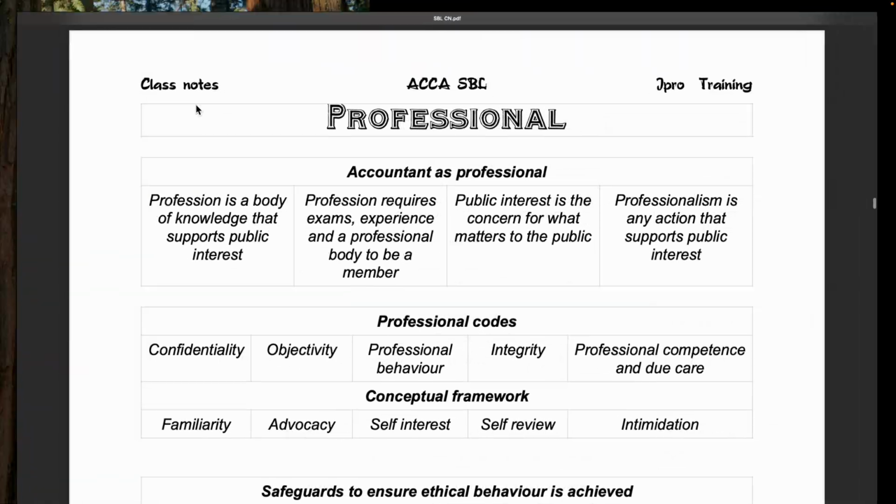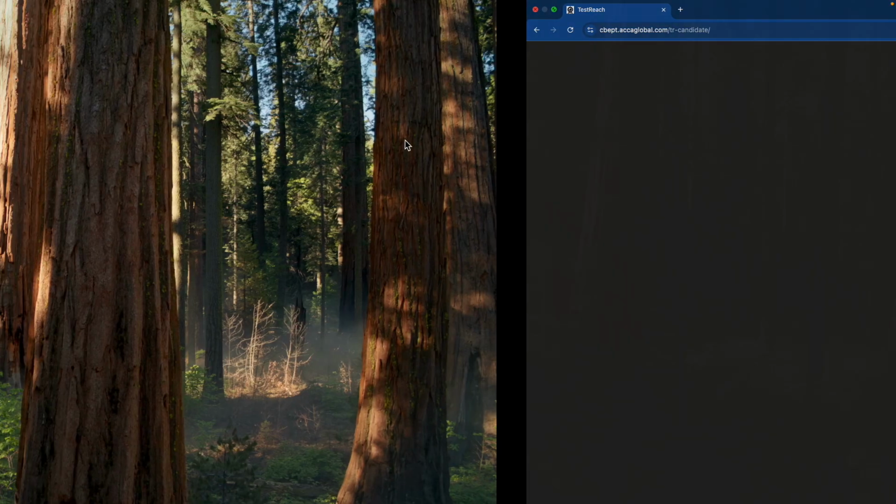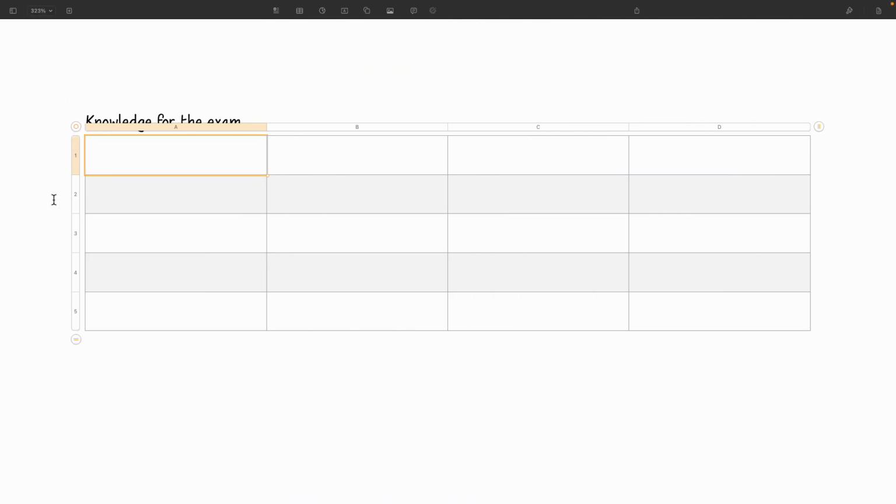Okay, the first part, professional. What will you get in the professional part? You will probably, I repeat, probably, be given an exhibit. Pay attention, you might be given an exhibit where there are some actions. So I'm going to talk about the exhibit. So this is knowledge.